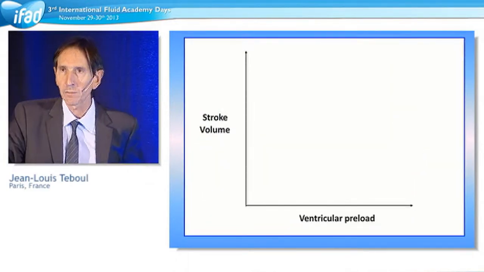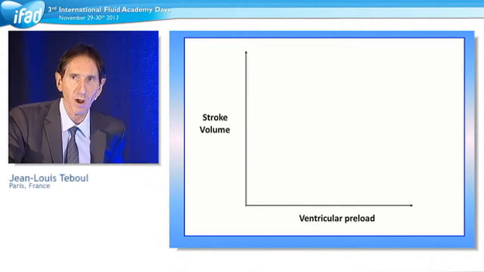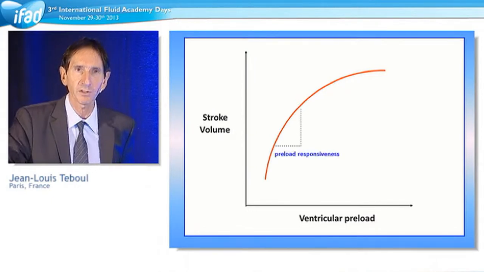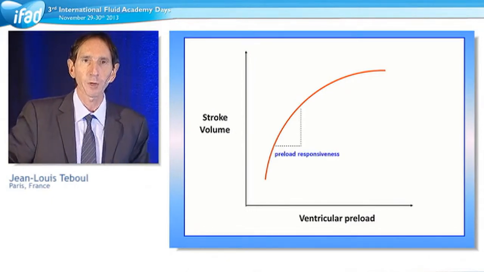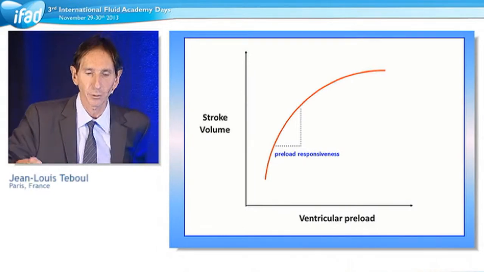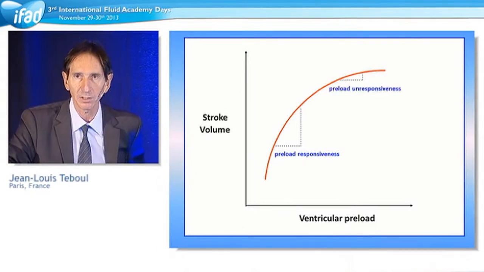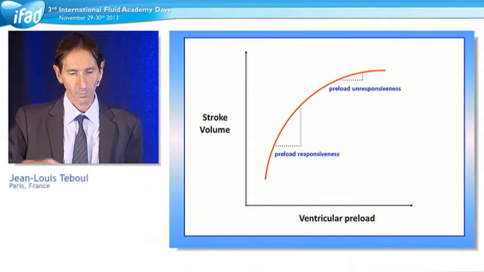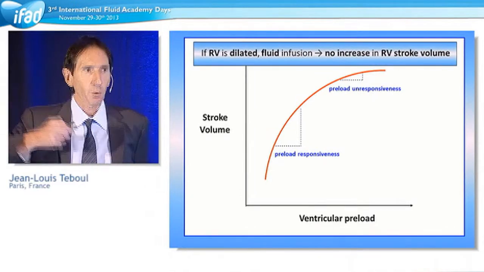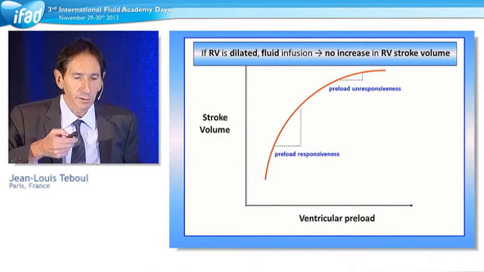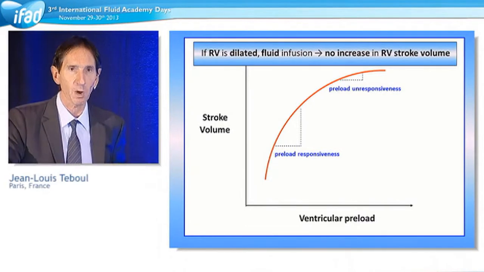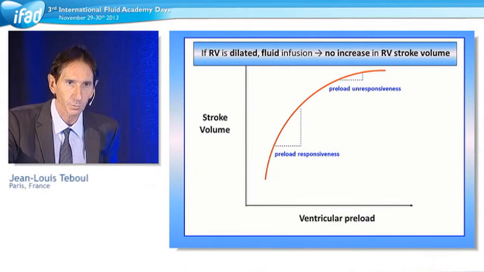Just to remind you of the Frank-Starling relationship, with this kind of curve for the right ventricle, there is preload responsiveness if the right ventricle operates on the steep part of the Frank-Starling curve, and preload unresponsiveness if the right ventricle is dilated. So if the right ventricle is dilated, fluid infusion should result in no increase in right ventricular stroke volume, okay?